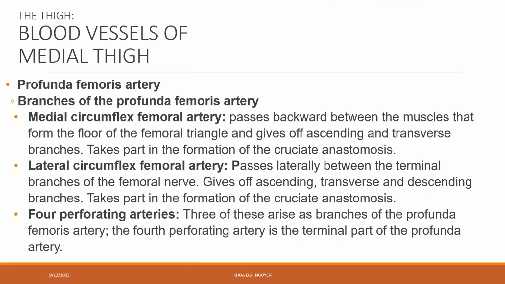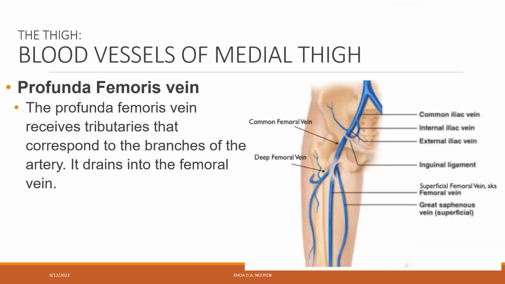Okay, so these are all the branches that we have already talked about when we went over the profunda femoris artery before, so let's not talk about it now. All right, the profunda femoris vein is the main vein that receives tributaries that correspond to the branches of the deep femoral artery, and it drains into the femoral vein, just like the deep femoral artery branches out from the femoral artery.